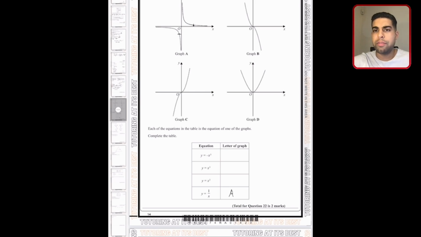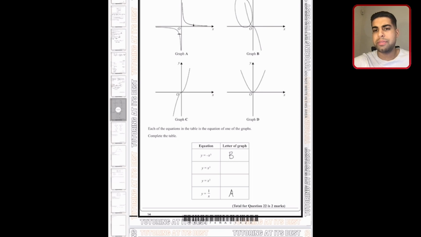And then let's go for graph B. And for graph B, we know it's coming on the left-hand side. So for the left-hand side, we know it's going to be a minus. So again, this is going to be y equals minus x cubed, which we'll write as our letter B.